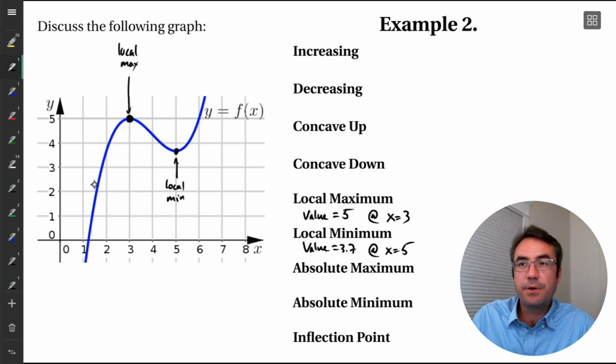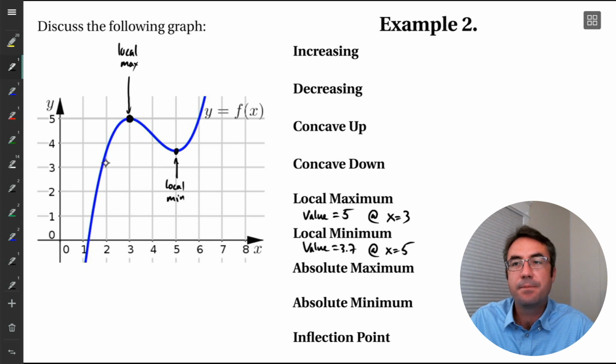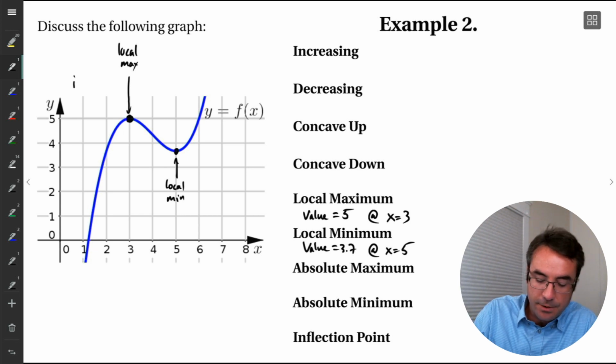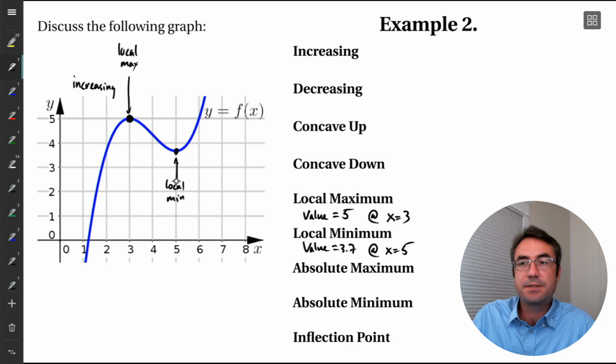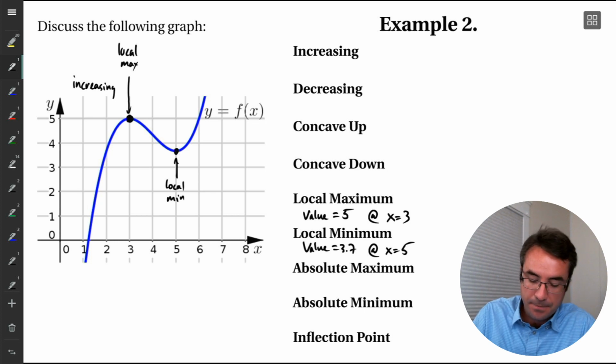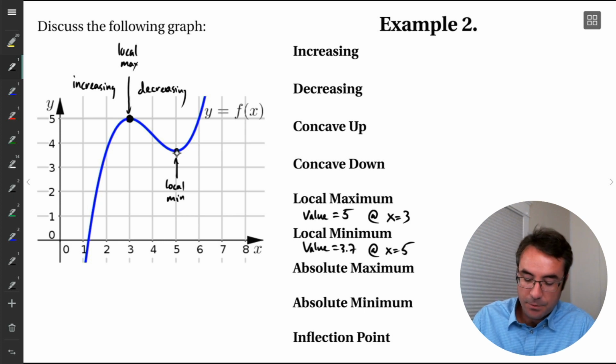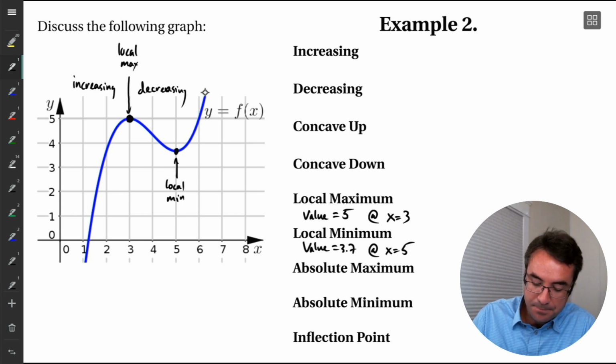If we look to the left of this local max, what's happening? Our graph looks to be increasing. As we read from left to right, the graph is going up. In between the local max and local min, it looks like it's falling. It's decreasing. And if we go to the right of our local min, reading from left to right, our graph is going up and up and up. So we're increasing over here.